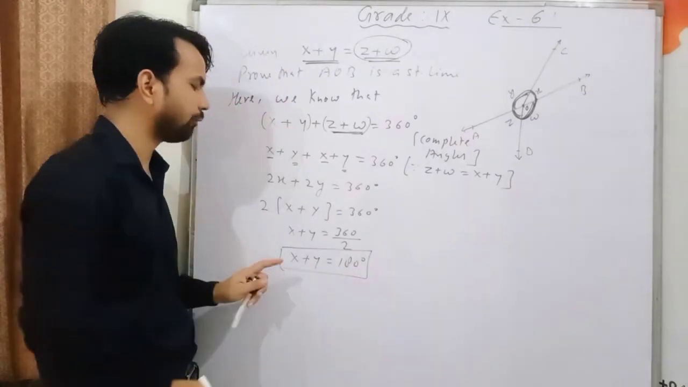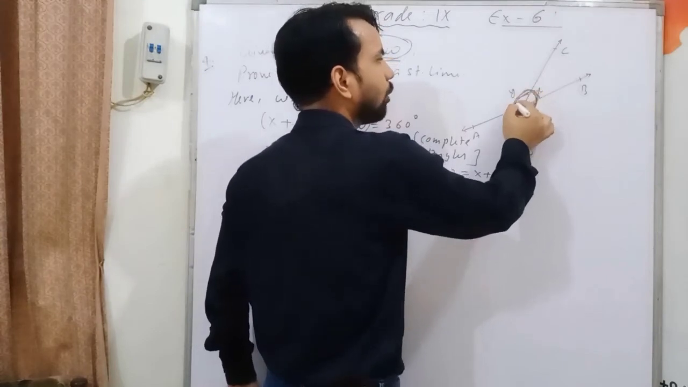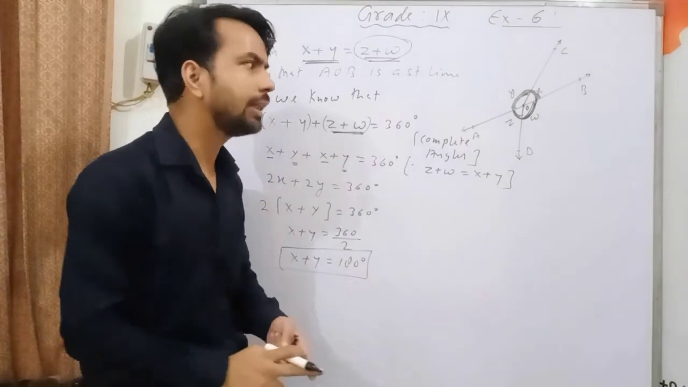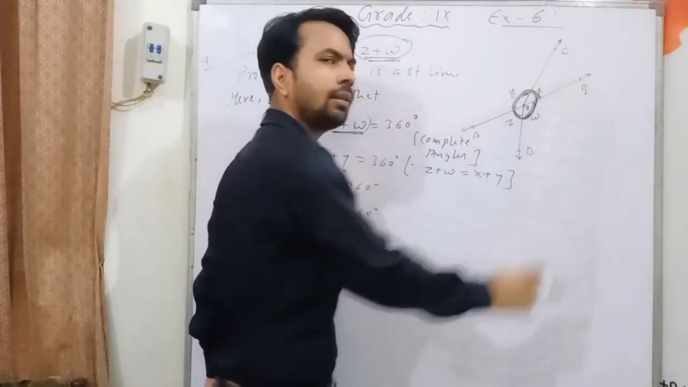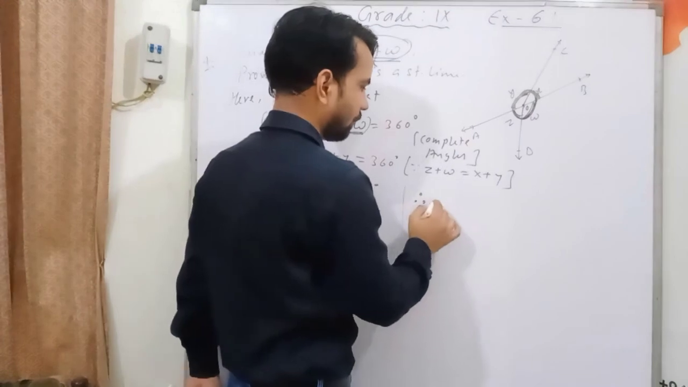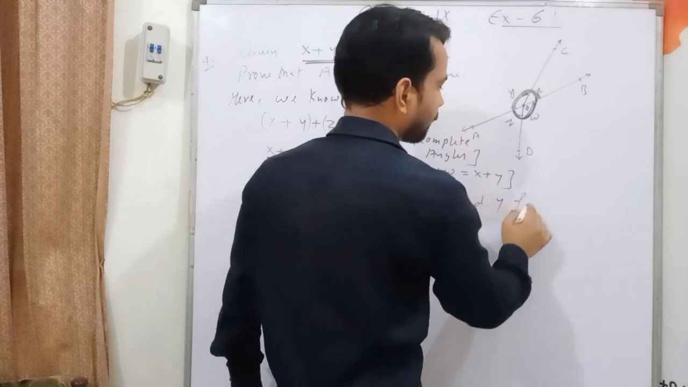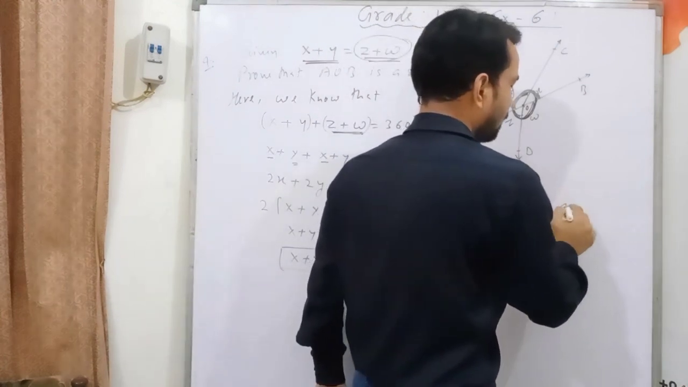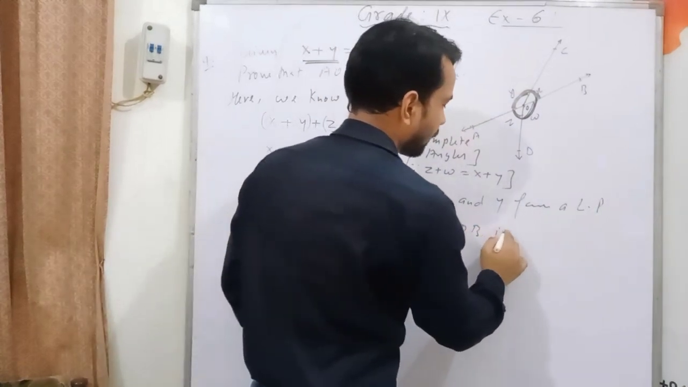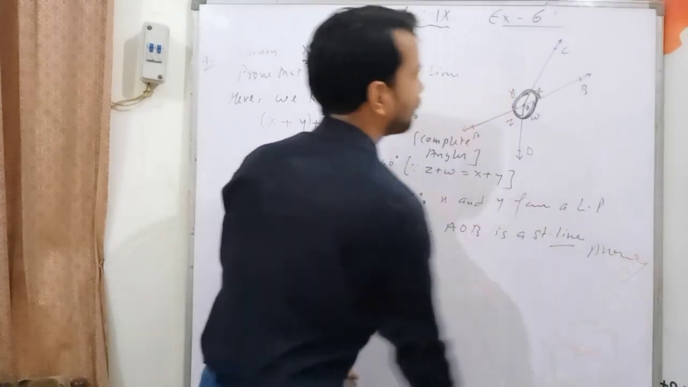Now students, listen very carefully. x plus y is 180 degree. x angle is this and y is this. If the sum of two angles is 180 degree, that means they form a linear pair. And if they form a linear pair, then we can say that AOB is a straight line. That's it. So you have to write here, hence, x and y form a linear pair. So AOB is a straight line. Hence it is proved. Understood?